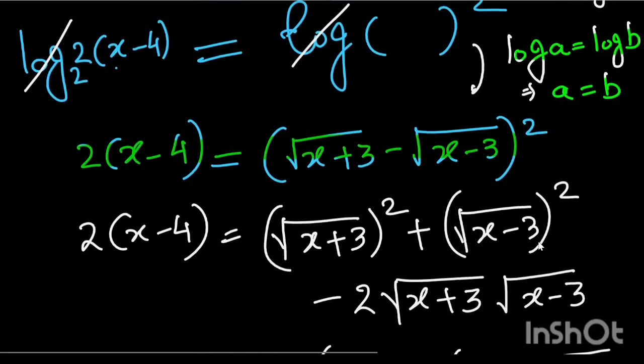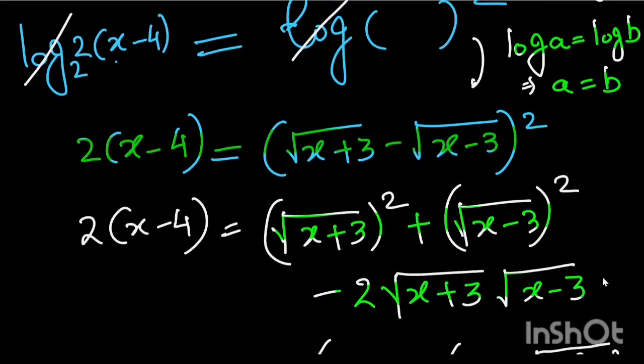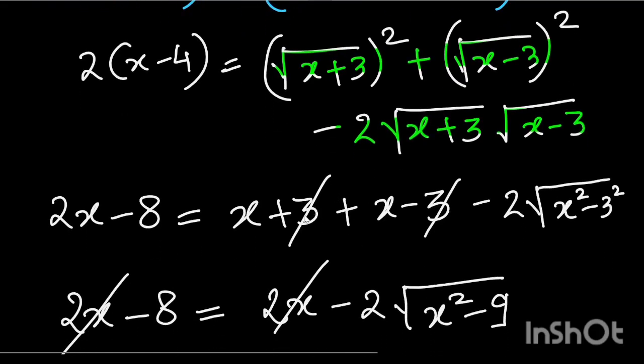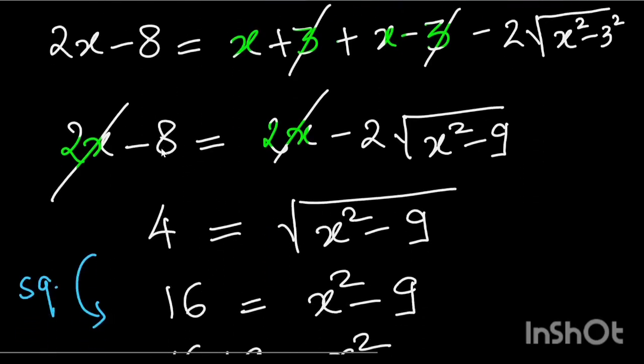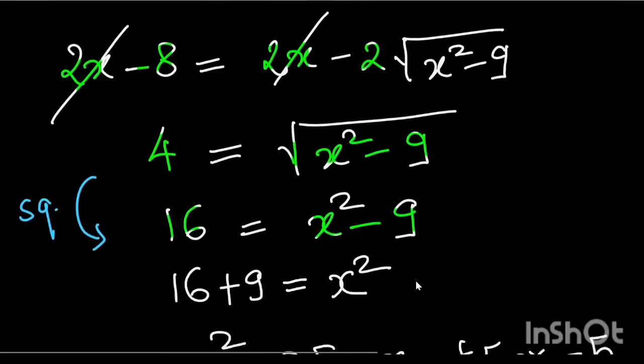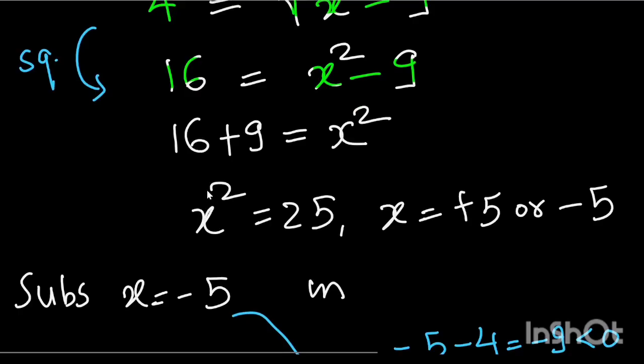Now squaring, expanding a minus b whole square, and cancellation. These two, x and 2x, get cancelled, minus 2 minus 8 cancels, gives 4, root squaring gives 16, and then x square finally gives 25. So x is 5 or minus 5 possible.